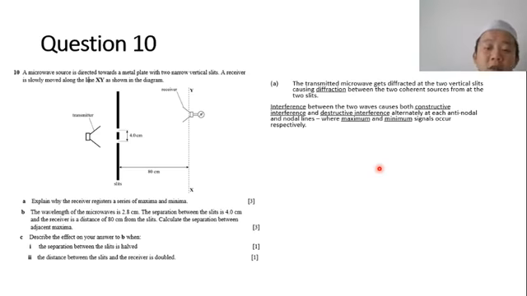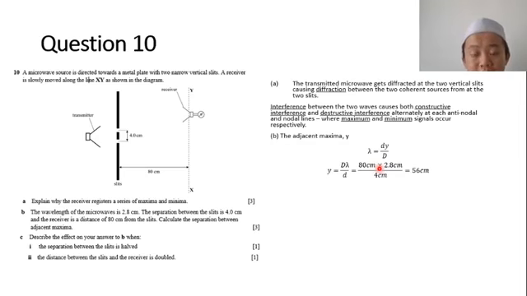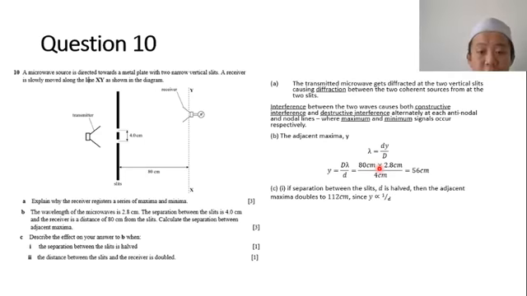Let's go. Part B, the adjacent maxima. It asks to find the adjacent maxima, which in this case would be the fringes. But this is a microwave, so there are no fringes that we can see. We just use the receiver to find out. So lambda equals d y over D, small d over capital D. So y equals D lambda over d. Substitute the values, you get 56 centimeters or 0.56 meters. Watch out for the units, and you get all 3 marks.